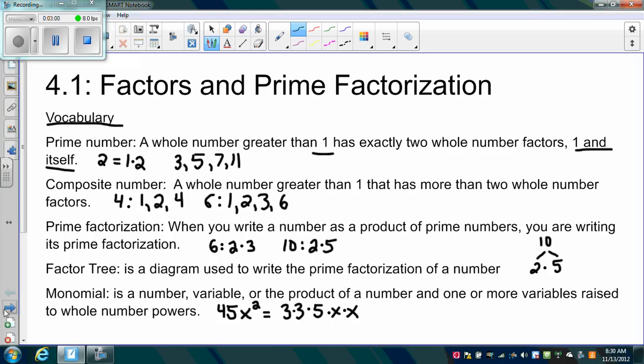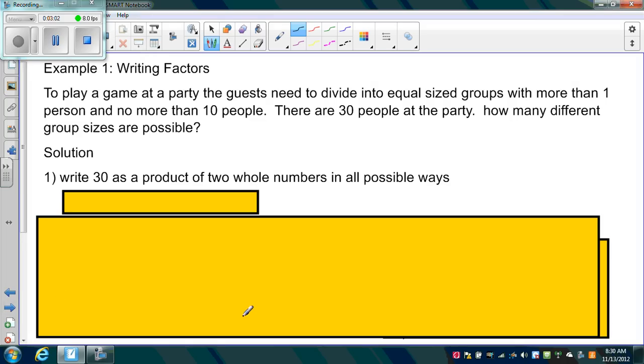But let's go through some example problems. So the first example problem is, say you're at a party and there are 30 people at the party and you want to play a game. In order to play the game though, you need everyone to be divided into equal sized groups. But you have to have more than one person in the group, and you can't have more than 10 or the game isn't going to work. But what I want to know is how many different group sizes are possible.